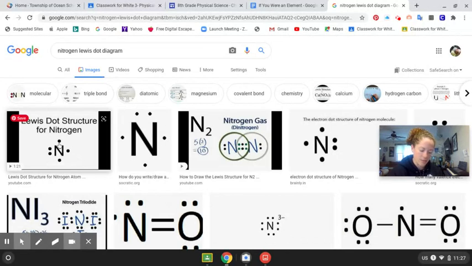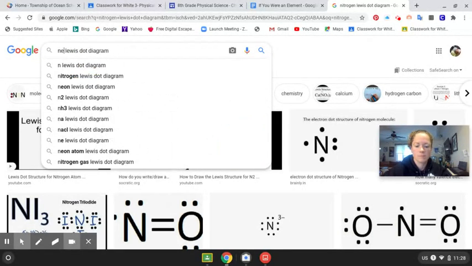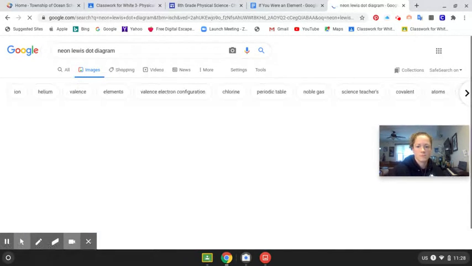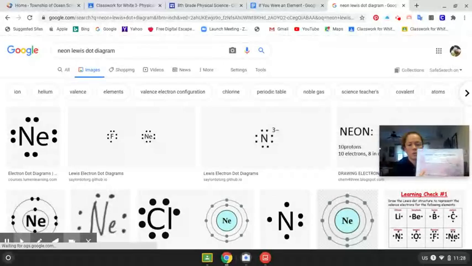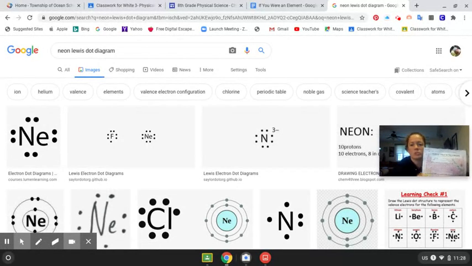And then the last one I said, we'll look at neon. Neon is in the last column. That's a noble gas, so that should have 8. And here we have 2, 4, 6, 8. All right, so unless you are doing one of the transition metals, you should be able to figure out how to do the Lewis dot diagram correctly based on your periodic table.